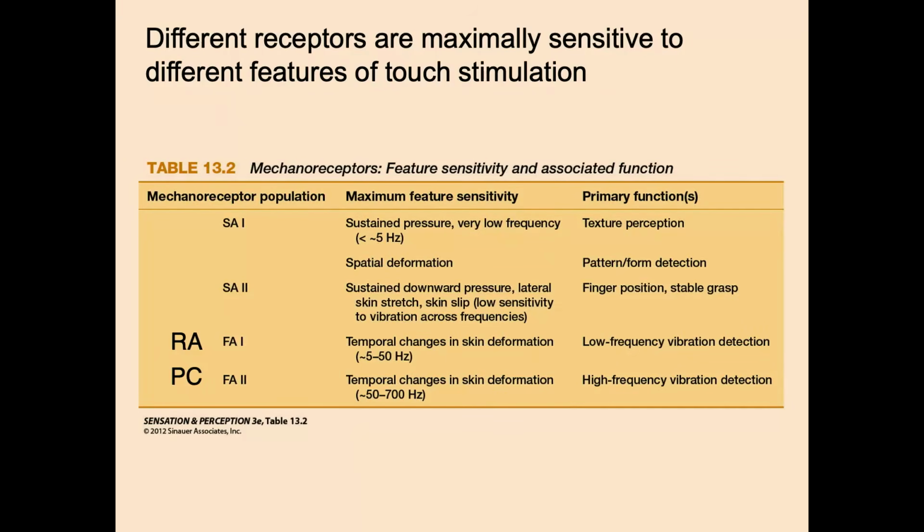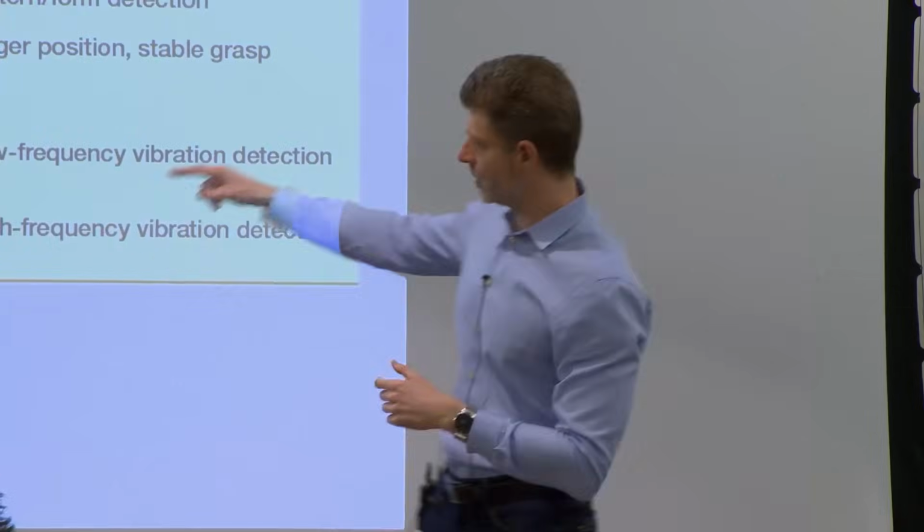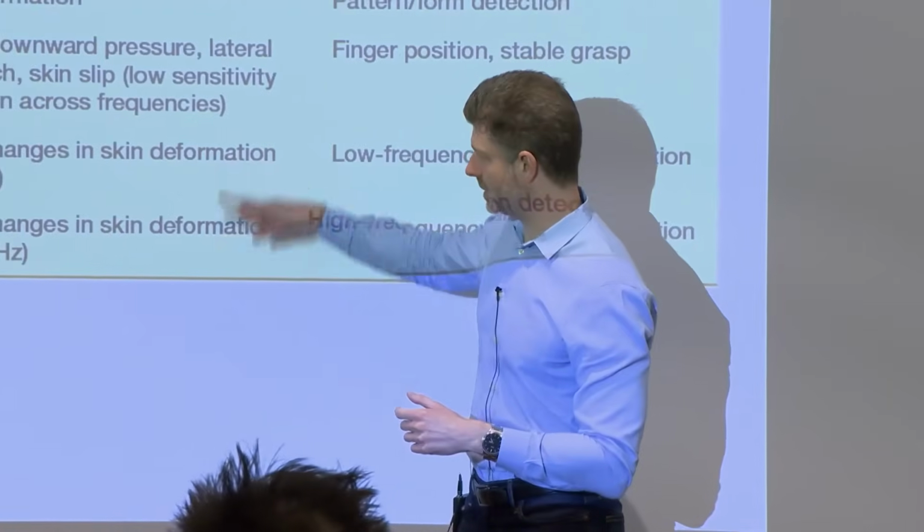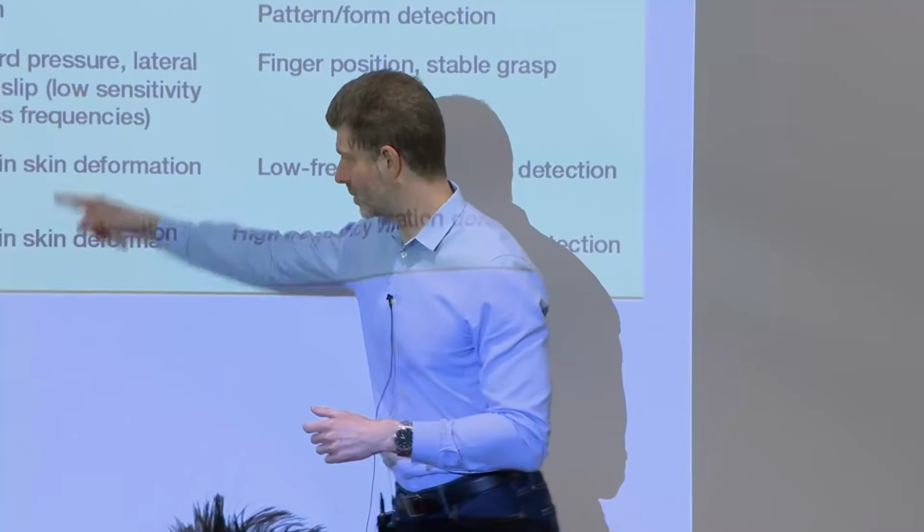All right, so the different receptors are maximally sensitive to different features of touch stimulation. Okay? This is a table showing the type of stimulation that the four different types of mechanoreceptors are maximally sensitive to. So sustained pressure, very low frequency, sustained downward pressure, temporal changes in skin deformation. Essentially the ones that are rapidly adapting are very sensitive to temporal changes, but in different frequency ranges.